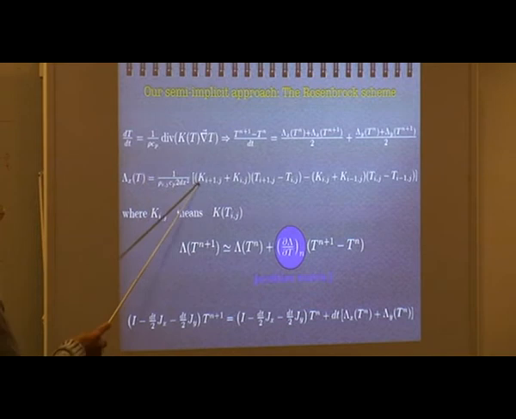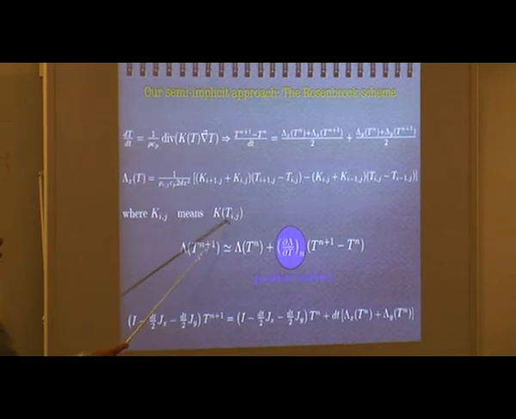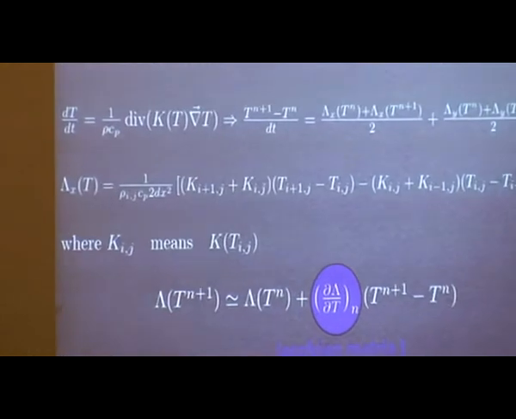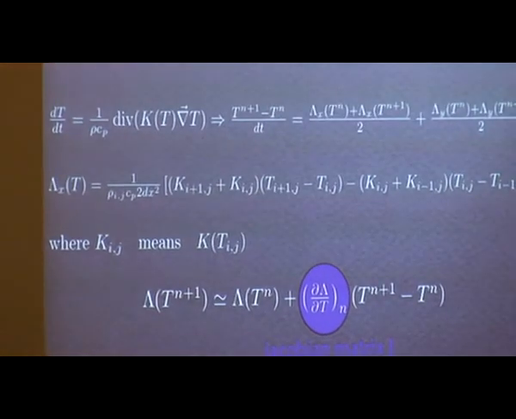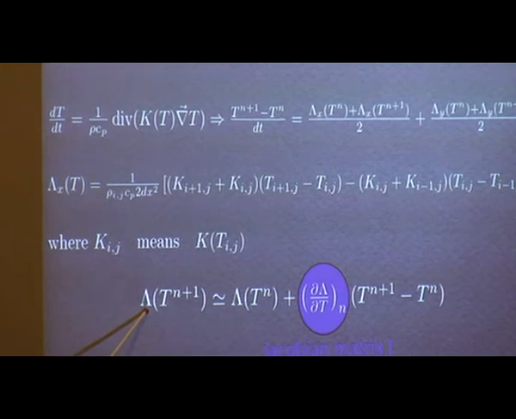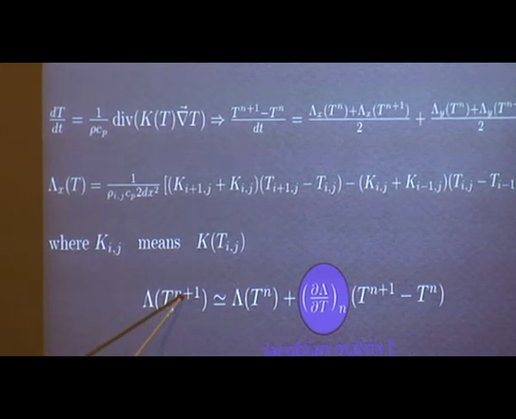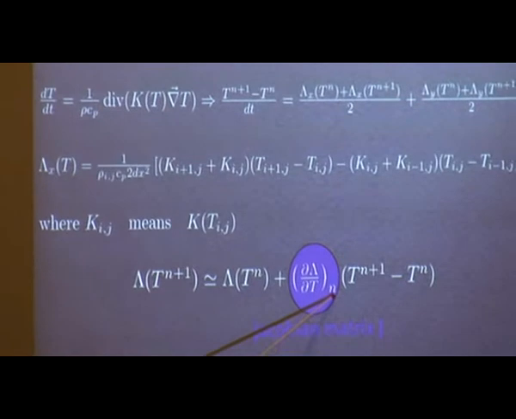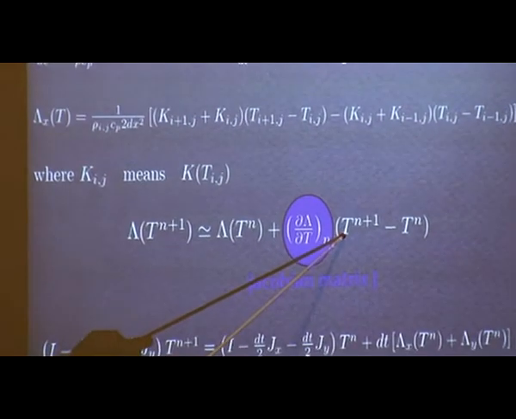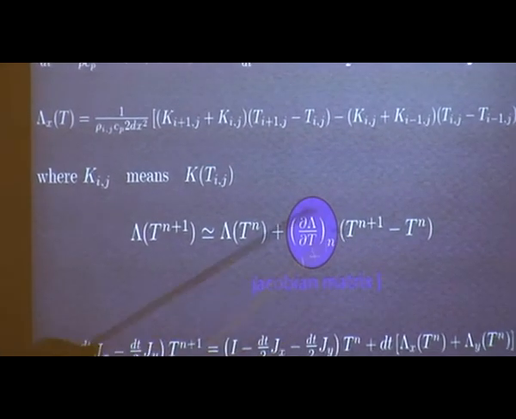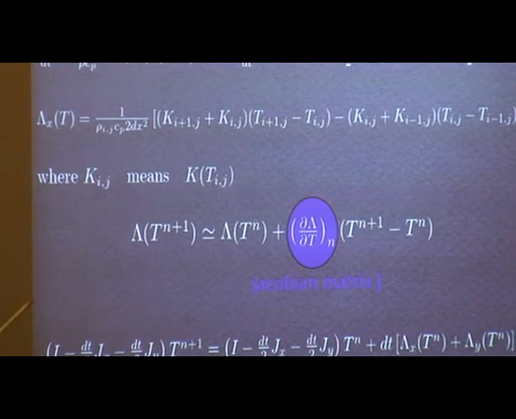We should not forget that the conductivity depends on temperature. So here, Kij means K for the temperature, Kij. Okay. So the first thing to do is to make this approximation: to say that the operator applying temperature at n plus 1 is the same as the operator applied to temperature n, plus the derivative of the operator compared to temperature for time n, multiplied by the temperature increment. And this is a Jacobian matrix.